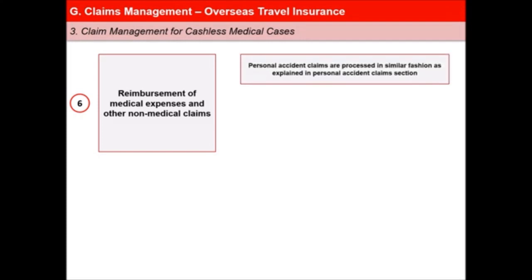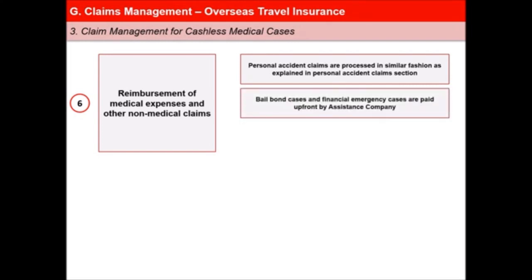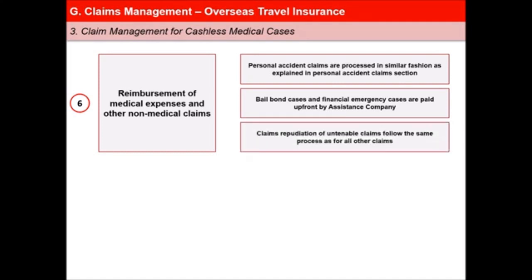Personal accident claims are processed in similar fashion as explained in Personal Accident Claims section. Bail bond cases and financial emergency cases are paid upfront by assistance company and later claimed from insurance company. Claims repudiation of untenable claims follow the same process as for all other claims.